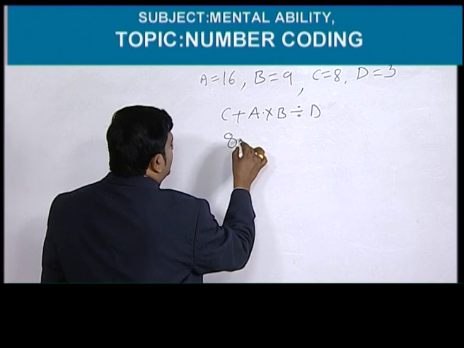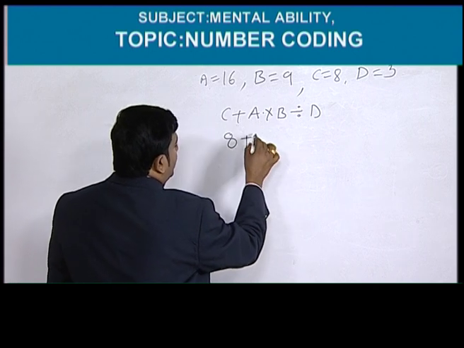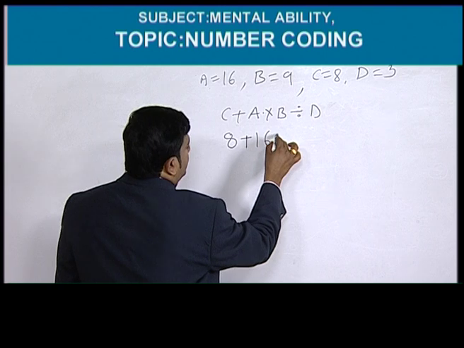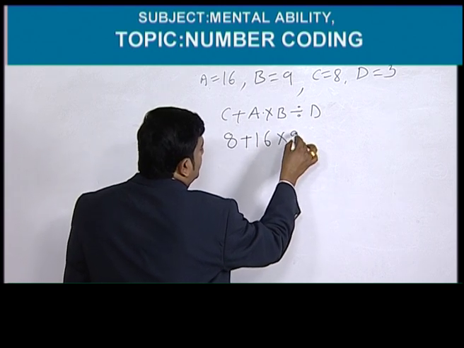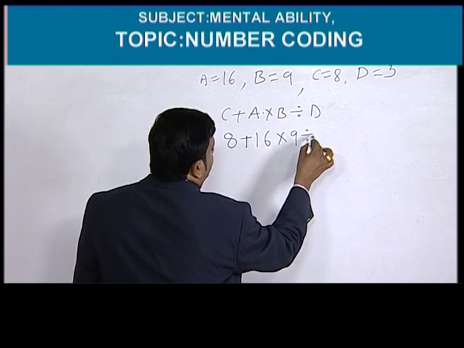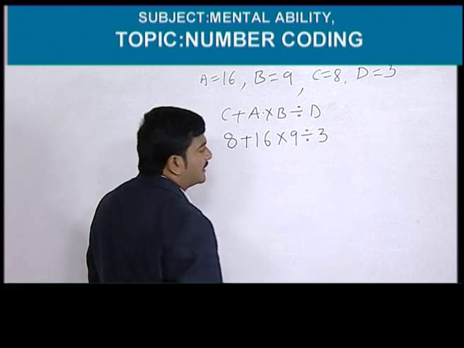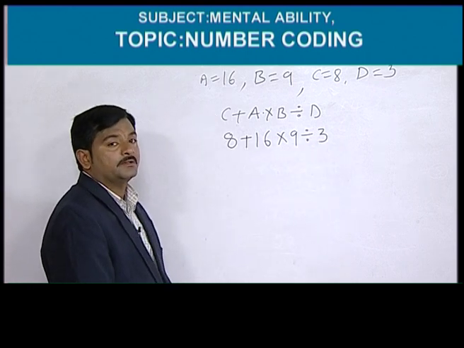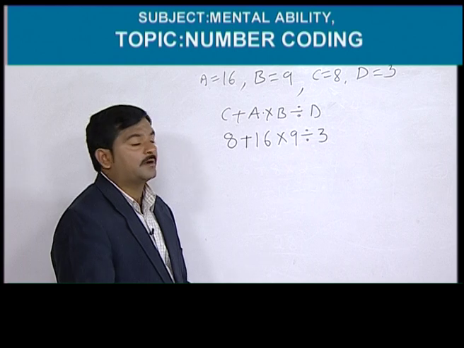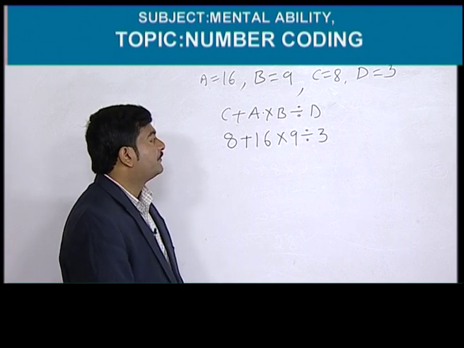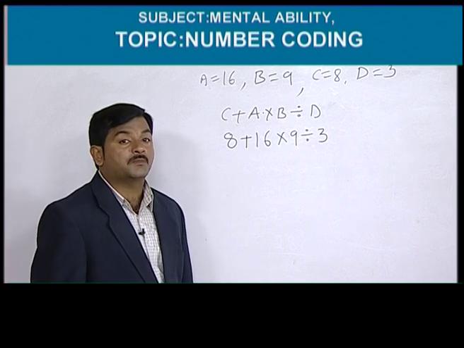Instead of C, take 8. A means how much here? 16. B means how much? 9. And finally, D means how much here? 3. I substituted all these values. After getting all these values, now what do I have to do? I have to apply the BODMAS rule concept.